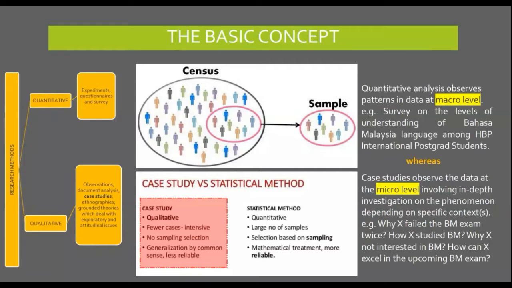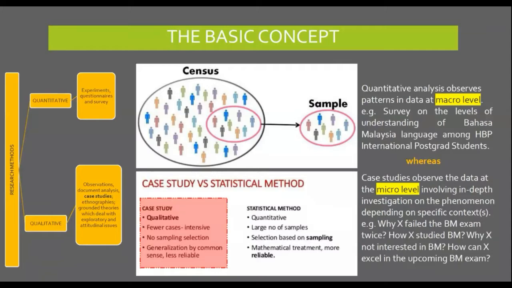This is convenient sampling. In order to understand the levels of understanding of Bahasa Malaysia among HBP international postgrad students, maybe we just survey those who attend our current session. So that is a form of sampling, and then the result is representative of the entire population.